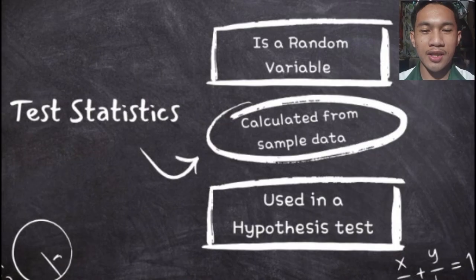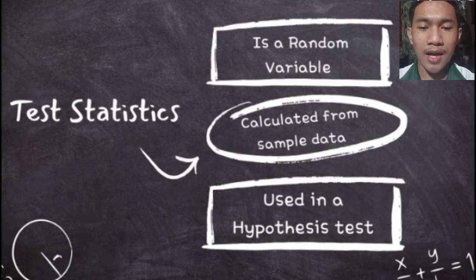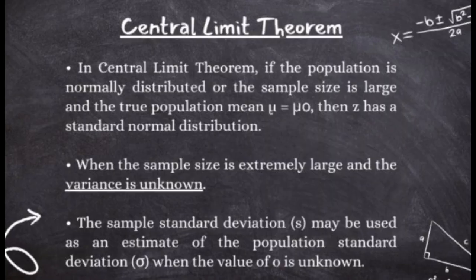So, the first one is test statistics. What is a test statistic? A test statistic is a random variable that is calculated from sample data. It is used in a hypothesis test to help researchers decide whether to accept or reject the null hypothesis. In simple terms, it helps us determine if the sample data provides enough evidence about the population.